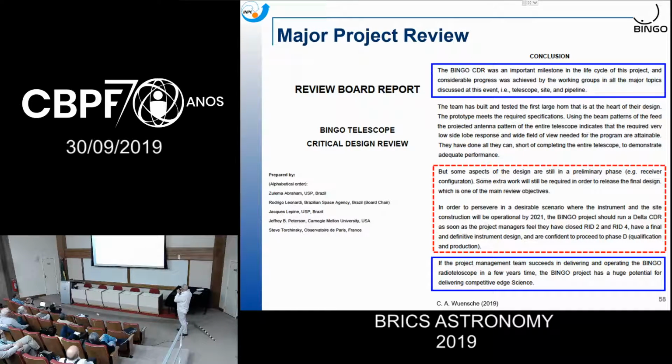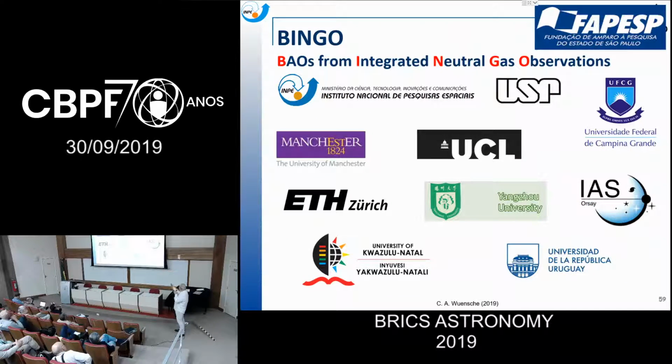Some aspects are still at the preliminary phase. We have to work on them. If the project management succeeds in delivering and operating the BINGO radio telescope, we have a huge potential for delivering competitive science. So we are concerned about this. We have to work a lot on this, but we have the green light to receive the rest of the funding. So these are the BINGO players. We haven't won anything yet, but we hope to win very soon.